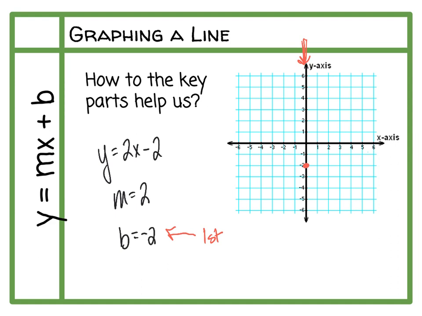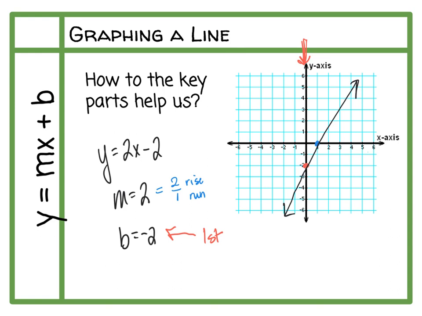Now my slope here is 2. Remember, we can write any number as a fraction, so really, it's 2 over 1. That tells me I want to rise 2 and run 1. We always rise, and we always run to the right. Once I have those 2 points, then I can draw my line in. There's my line.